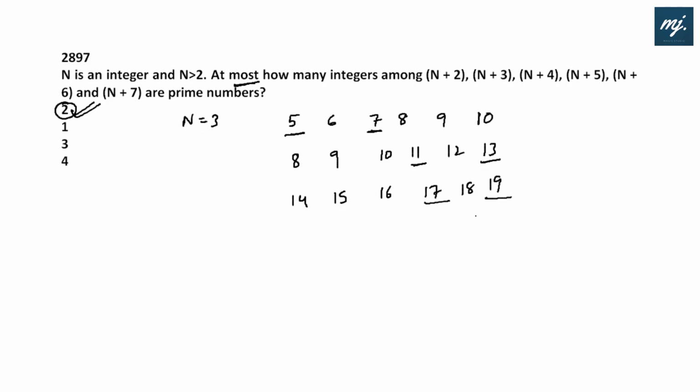If n is greater than 2, we can have a series like 23, 24, 25, 26, 27, 28. Here, we get only 1. So we are talking about a maximum. So the maximum would be 2. Option A, I'll choose.